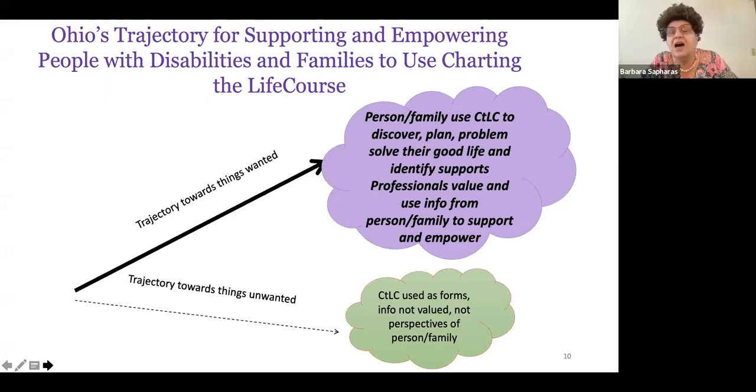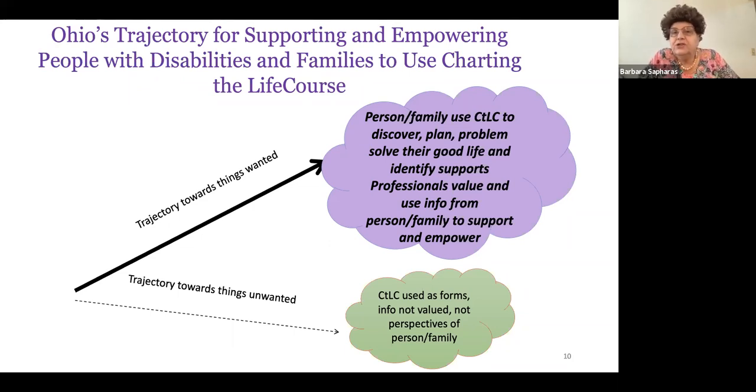A common language, a common vocabulary. So we use the language of Charting the Life course to help build that common vocabulary, common understanding.